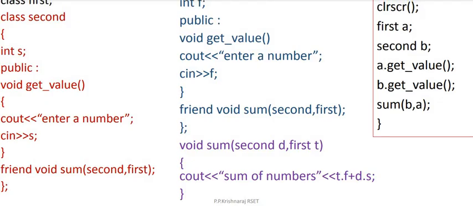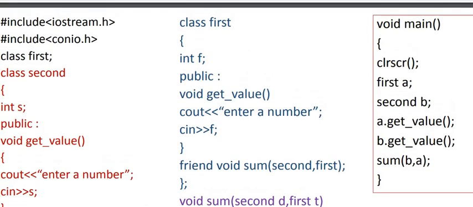Look at the main program. Don't worry about CLR SCR. CLR SCR is clear screen. I have an object A of class first and object B of class second. Now look at the function call, friend function. Sum of B comma A. B is passed to D and A is passed to T. You better copy this program and then go through.